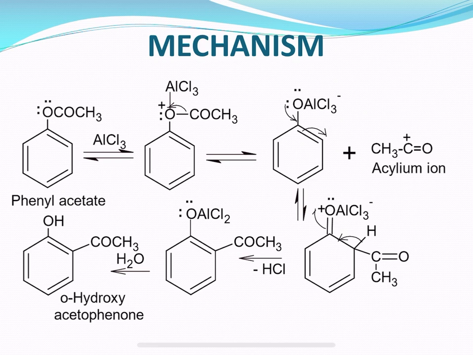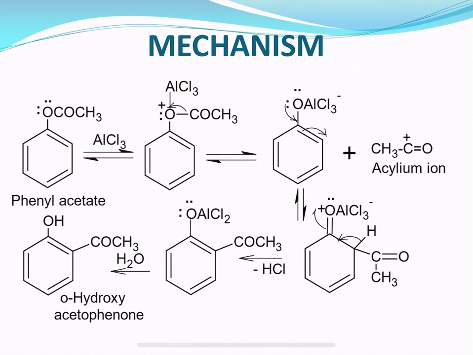So this is how we explain the mechanism of Fries rearrangement. Let me explain it again briefly. The mechanism involves the formation of an acylium ion which then attacks the aromatic ring as shown. In the first step, the carbonyl oxygen which belongs to the acyl group forms a complex with the Lewis acid, that is aluminum chloride.